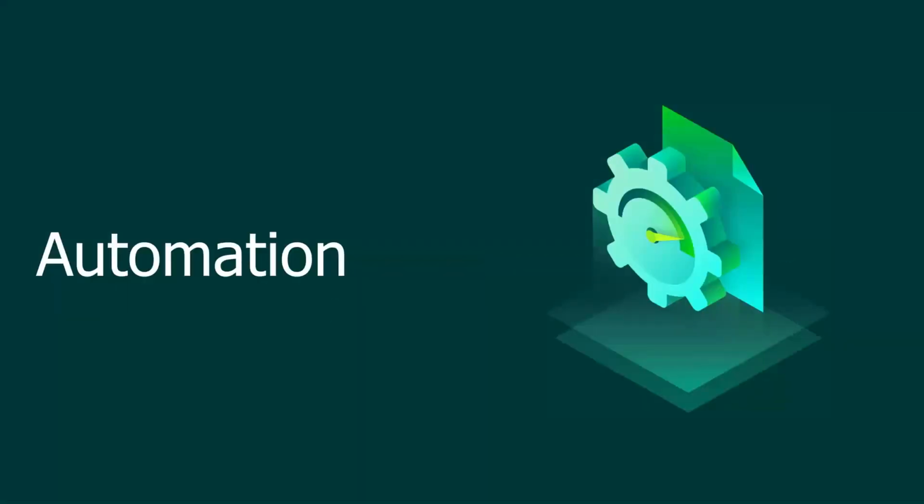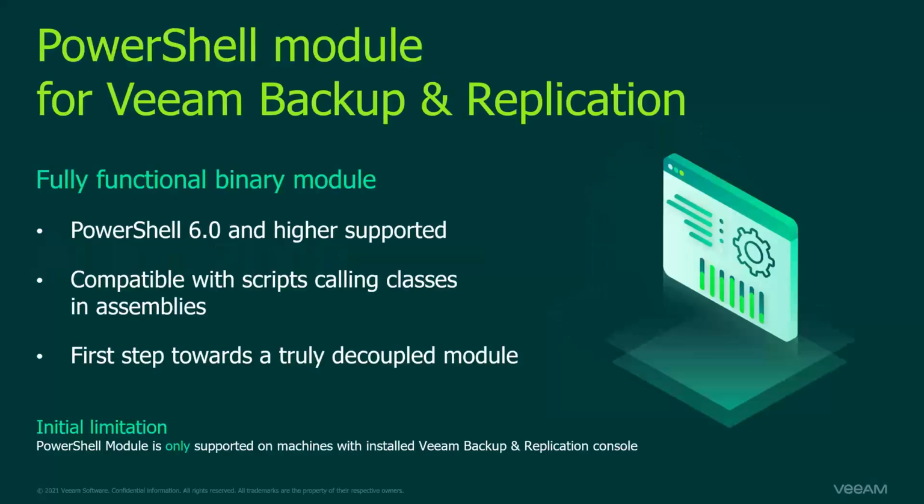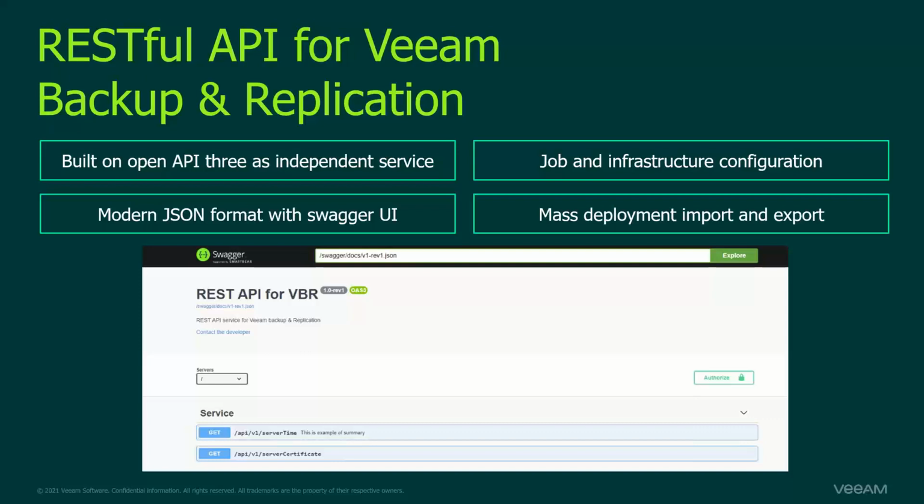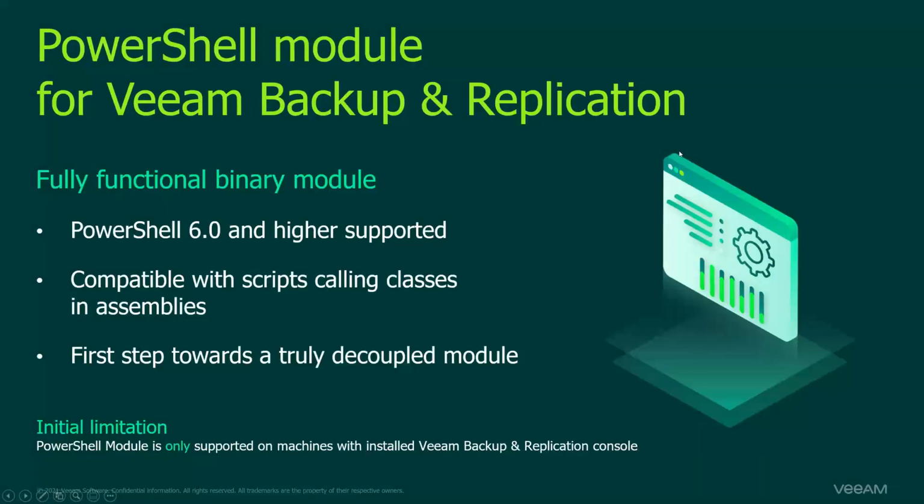Last but not least, automation. A long time no see, PowerShell module for Backup & Replication. We had been using the snap-in for quite a while, and the snap-in is an outdated method of utilizing PowerShell cmdlets. By implementing a module, it's now much more portable, easier to use, and finally we are moving to a truly decoupled module. For now you need to install the backup console in order to utilize the module, but in the future, I think, we are planning to remove this limitation as well.